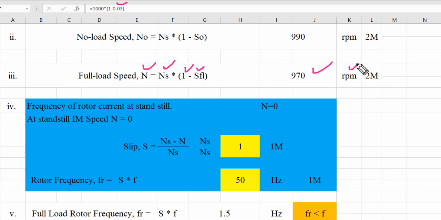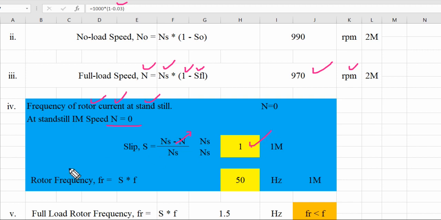Then the frequency of the rotor current at standstill. If the machine is at standstill, what is its speed? N equal to 0. What is the slip? S is equal to (Ns minus N) divided by Ns. If N becomes 0, it is Ns by Ns. So the slip is equal to 1.